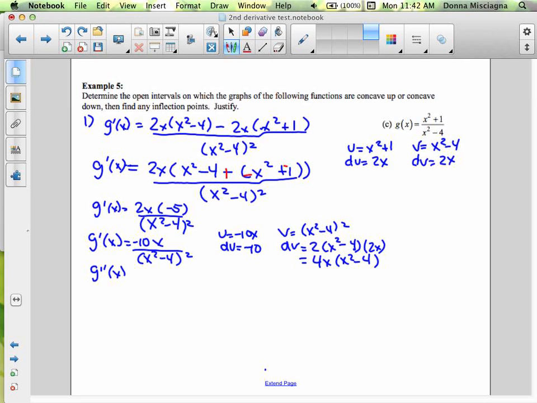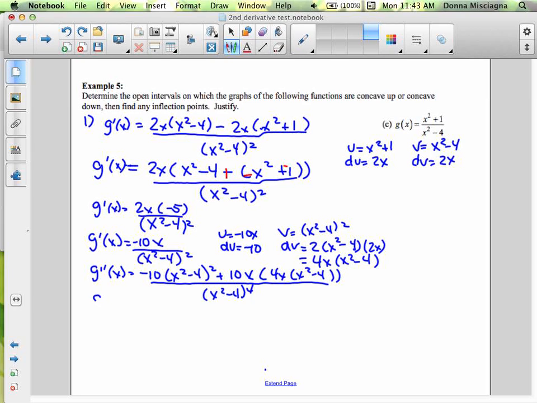Now the second derivative. g double prime of x is the denominator times the derivative of the numerator, so negative 10 times x squared minus 4 squared, minus the numerator times the derivative of the denominator. So that would be now plus 10x times 4x times x squared minus 4, all divided by x squared minus 4 now to the 4th power, because x squared minus 4 squared, and we square that, it's x squared minus 4 to the 4th power.